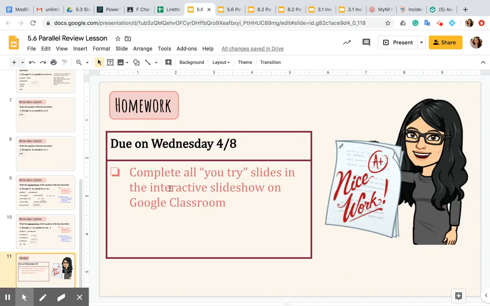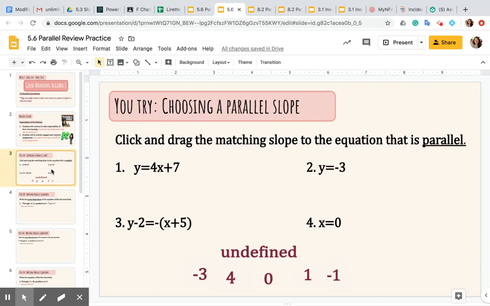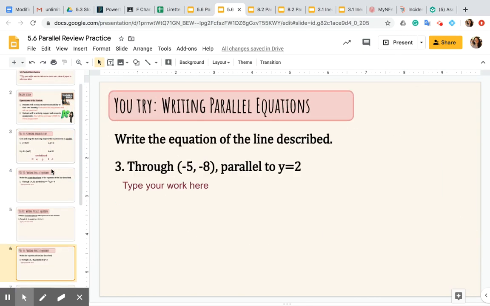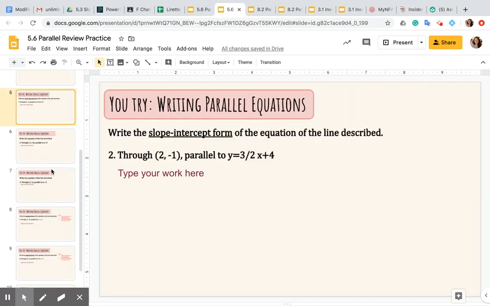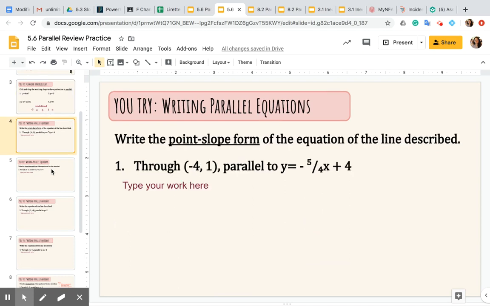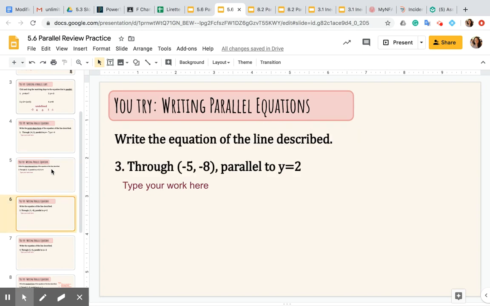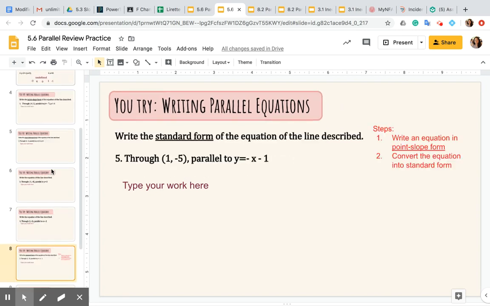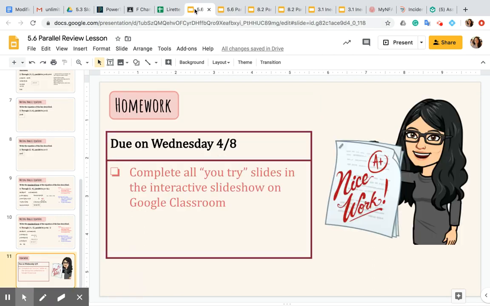All right, so for our homework, which is going to be due Wednesday, the 8th, try all of these U-Try slides on this homework assignment that I'm going to be posting, okay? They're all the same types of problems that I just did. Look, drag and drop the matching slope. Write an equation in point slope form. Write an equation in slope intercept form. A horizontal line, a vertical line, and a couple of standard equations, okay? So give them a go.